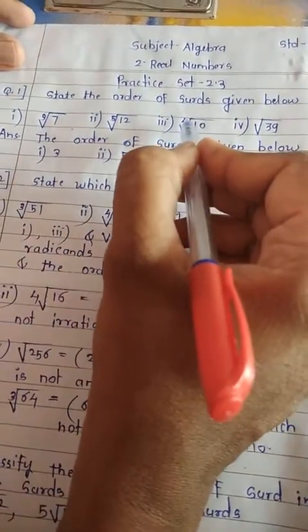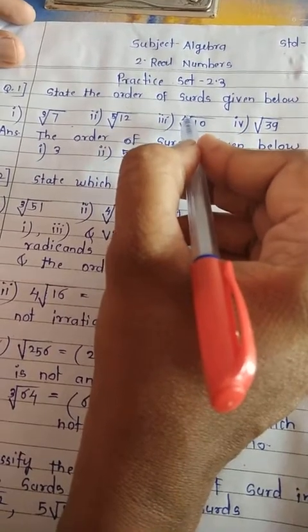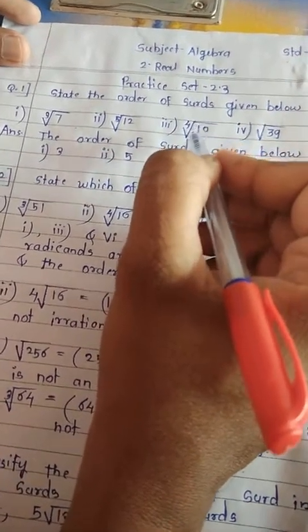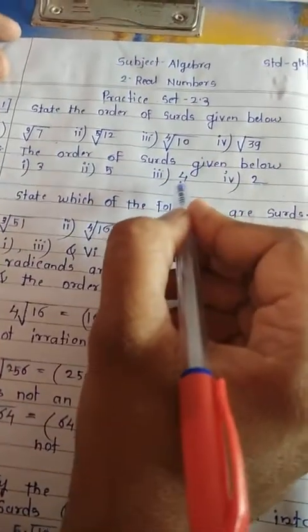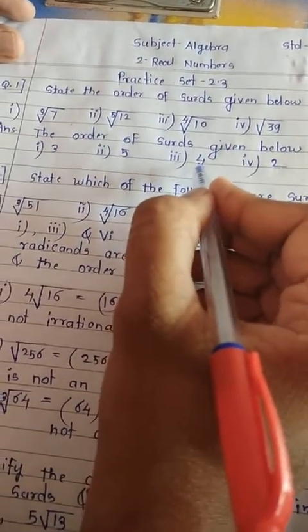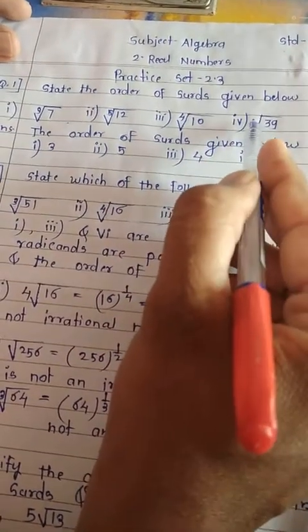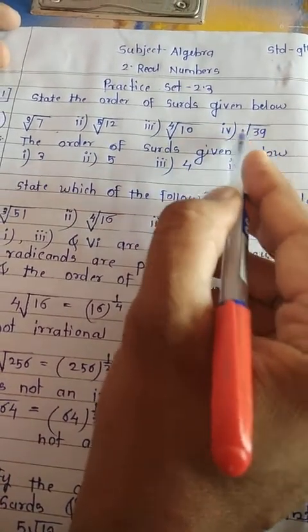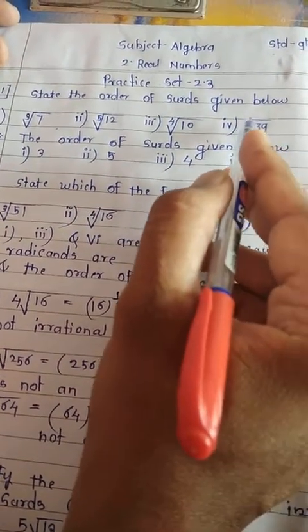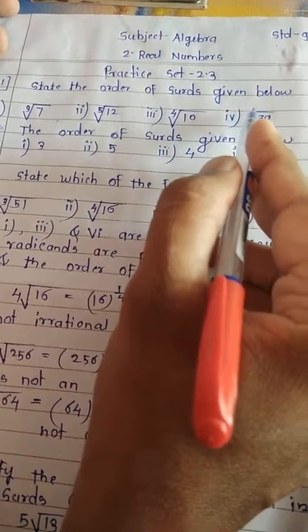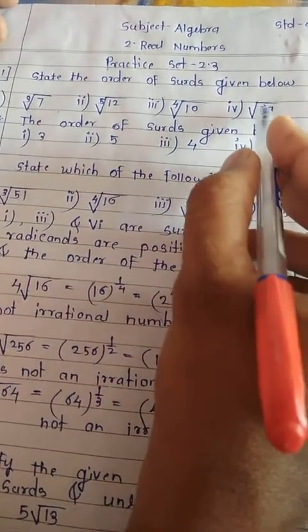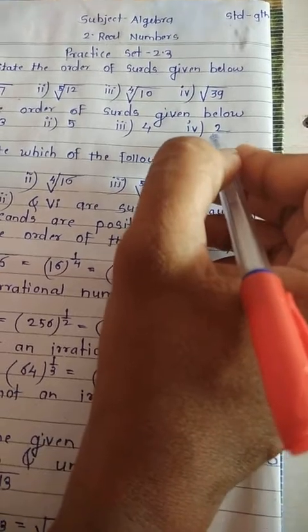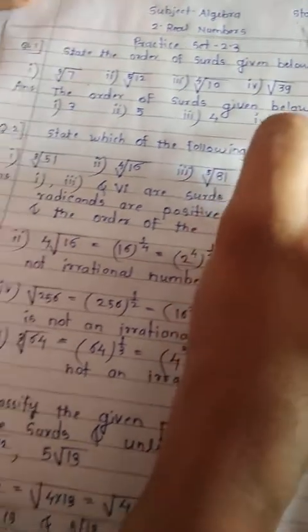Another example, the fourth root of 10. So obviously the order is 4. And similarly here, only the square root is given, the square root of 39. There is no number shown here, which means it is the square root. Square means 2, so the order is 2. You have to find it like that.